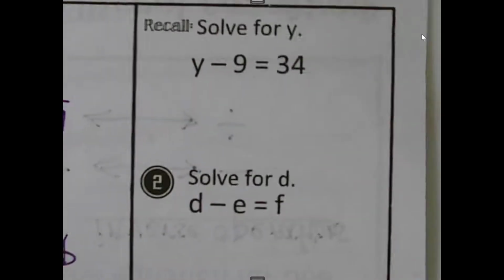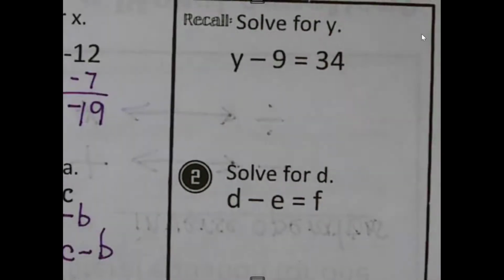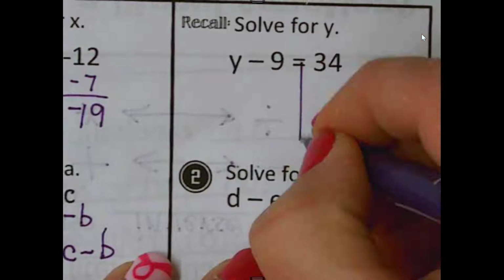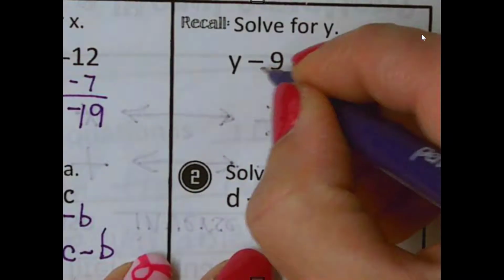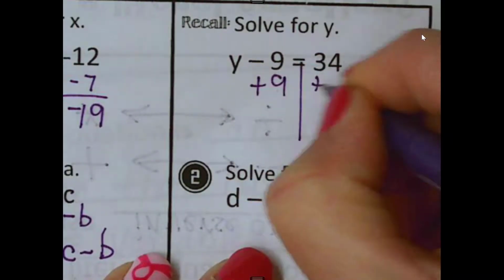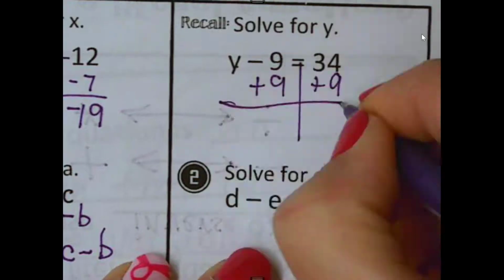Okay, so let's take a look at top right. So if we were to solve this, inverse of minus 9 is to add 9. We're solving for y.